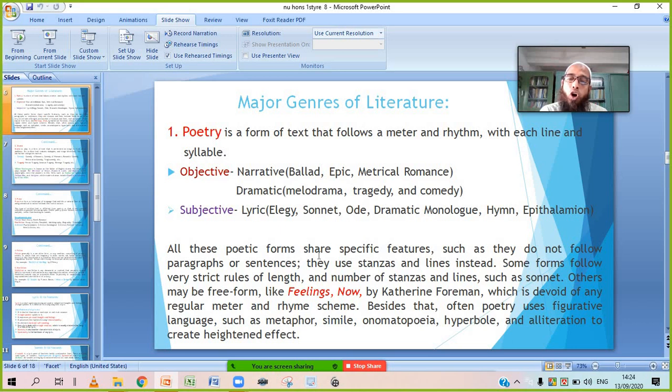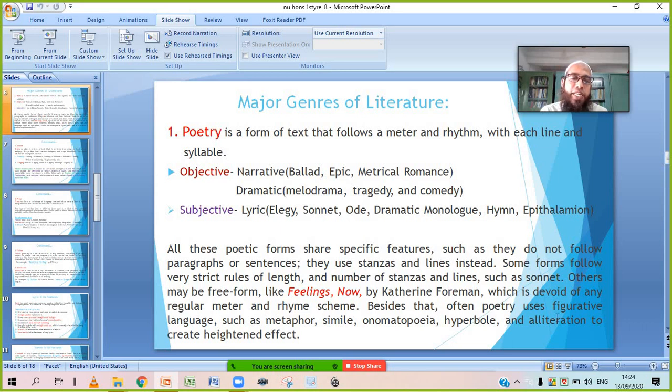Clear? All these poetic forms share specific features, such as they do not follow paragraphs or sentences. So in poetry, there are no paragraphs or sentences. They use stanzas. So in poetry, we say stanzas or lines instead. Some forms follow very strict rules of length and number of stanzas and lines, such as the sonnet. Others may be free form, like Feelings Now, written by Catherine Foreman, which is devoid of any regular meter and rhyme scheme. This poem does not follow any regular rhyme scheme or meter like other poems.